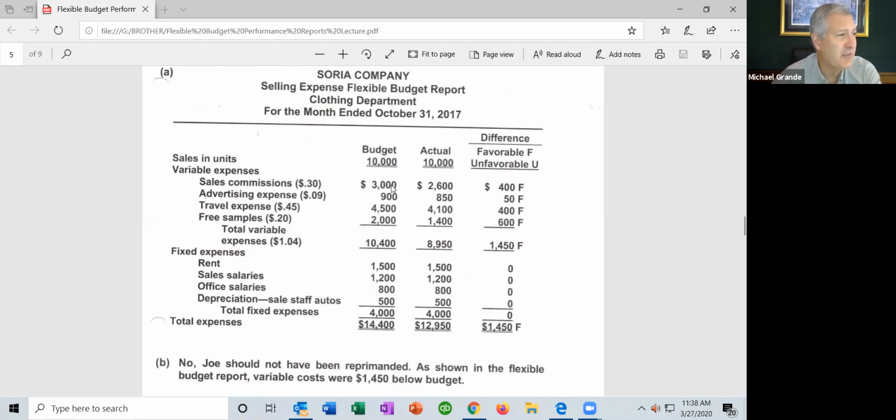They should have spent $3,000 on sales commissions. They only spent $2,600. They spent less than they should have, a $400 favorable variance. Advertising expense, they should have spent $900. They only spent $850, a $50 favorable variance. Travel expense, they should have spent $4,500. They only spent $4,100, a $400 favorable variance. You get the point. These are all favorable variances now.